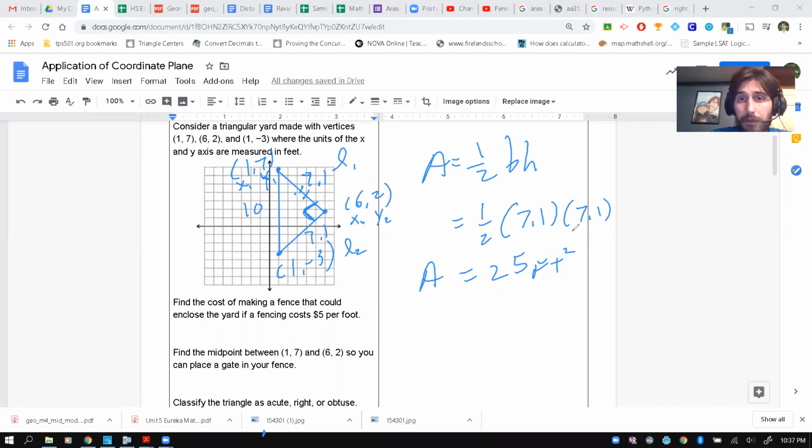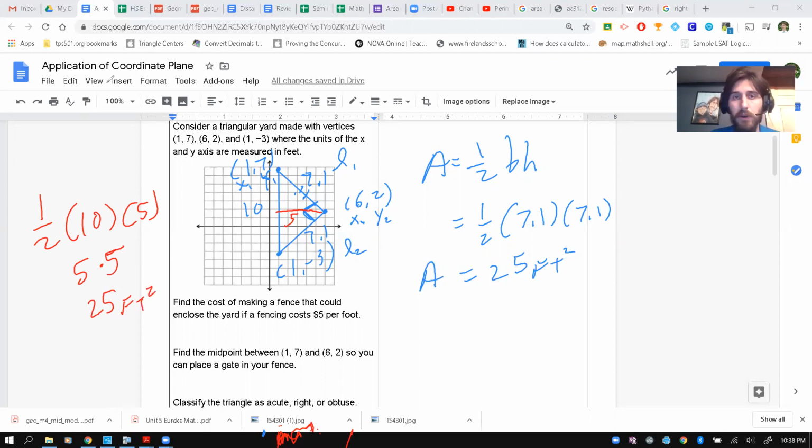Another way you could find this answer is by breaking up the shape and reorienting it. Imagine that we turned this 90 degrees. So this is the base, the 10 side, then the height, the distance from this to the top point right here, would be from 1 to 6, which is 5. So I could do 1/2 of 10 times 5, and you know what that is? That's also 25.